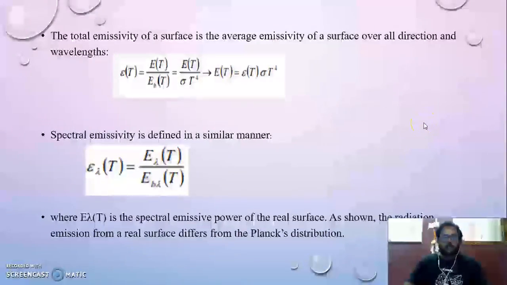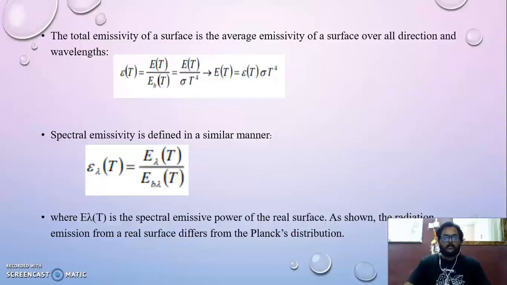Okay, so here we have some formulas. The total emissivity of a surface is the average emissivity of the surface over all directions and wavelengths. So the emissivity of the surface at surface temperature T is ε(T) = E(T) over E_b(T), which is equal to E(T) over σT⁴. You can simplify this equation to E(T) = ε(T)σT⁴.